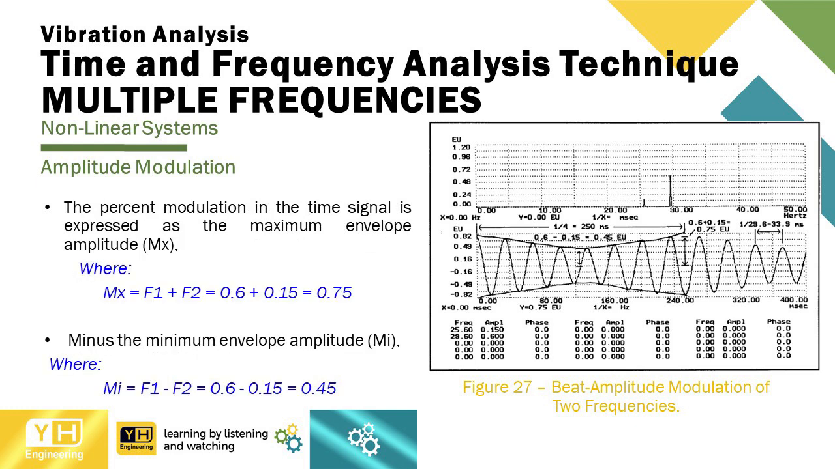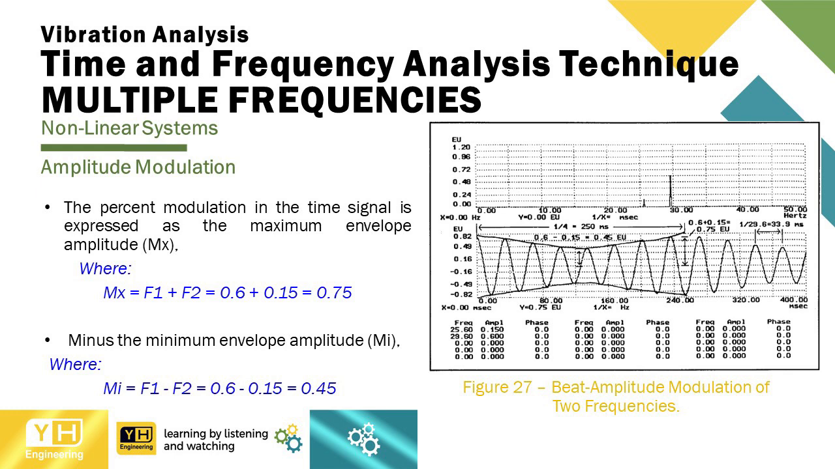The percent modulation in the time signal is expressed as the maximum envelope amplitude, or mx, where mx equals frequency 1 plus frequency 2, equals 0.6 plus 0.15, equals 0.75, minus the minimum envelope amplitude, or mi, where mi equals frequency 1 minus frequency 2, equals 0.6 minus 0.15, equals 0.45.